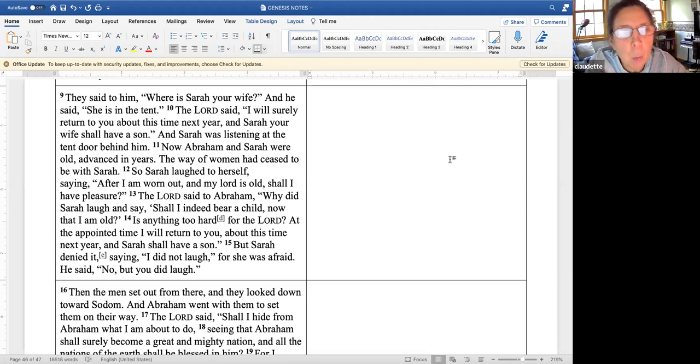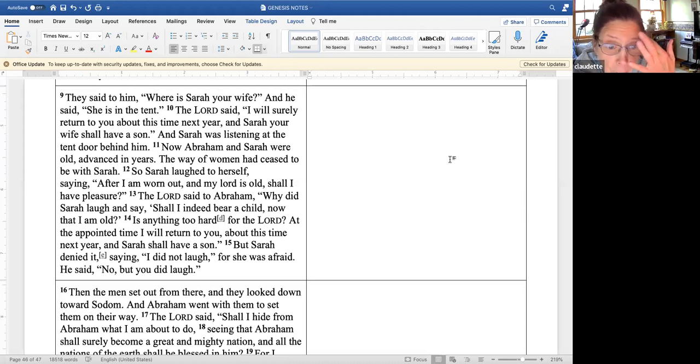They said to him, "Where is Sarah, your wife?" And he said, "She is in the tent." The Lord said, "I will surely return to you about this time next year, and Sarah, your wife, shall have a son." And Sarah was listening at the tent door behind him. Now Abraham and Sarah were old, advanced in years. The way of women had ceased to be with Sarah, so Sarah laughed to herself, saying, "After I am worn out and my Lord is old, shall I have pleasure?"